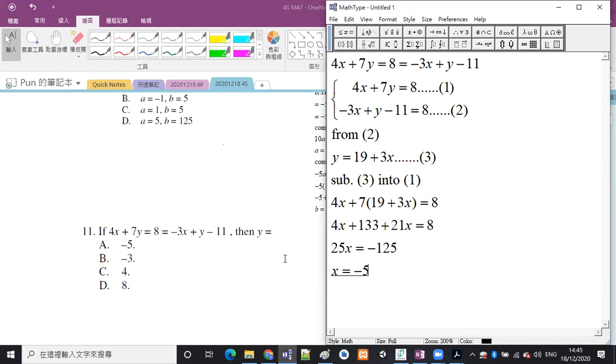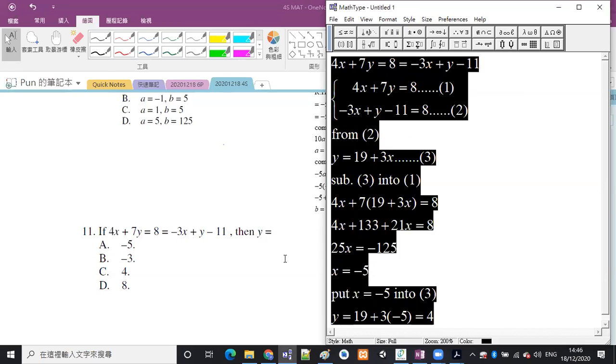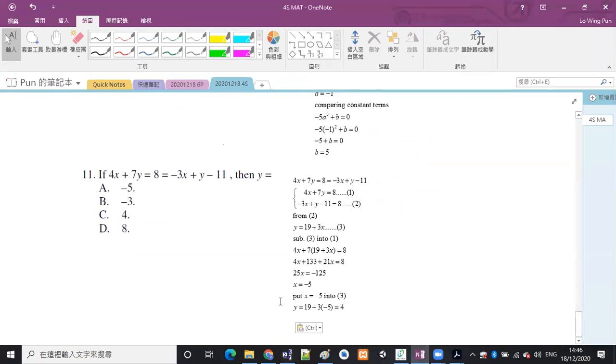咁呢個未計完喎，我一見到計完個 x，又見到有個-5呢個答案，就衝去寫個答案係 A 喎，因為題目係問咩咧？係問 y 噶嘛？Okay? And then we just put x equals -5 back into equation 3 to calculate the value of y. So y is equal to 19 plus 3 times -5, which should be equal to 4. So the answer is C. Get this?